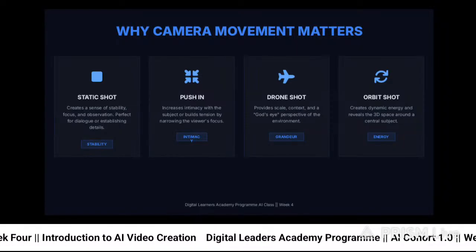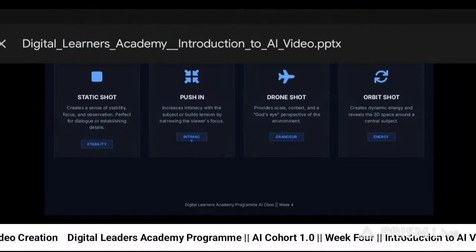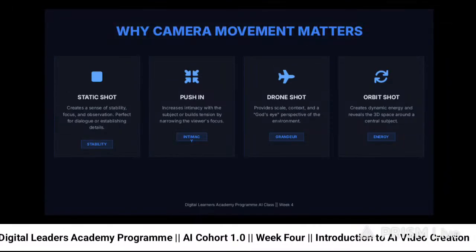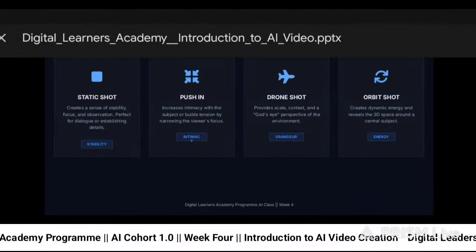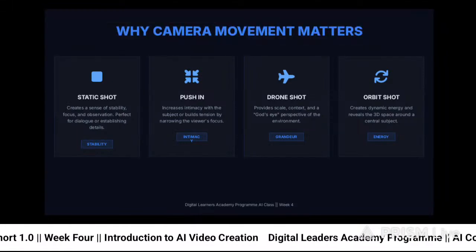I believe that some of us have seen something like this before. Maybe a character that is looking aside, trying to check around, and then the camera goes in, pushing to view that character. The next one is the drone shot.